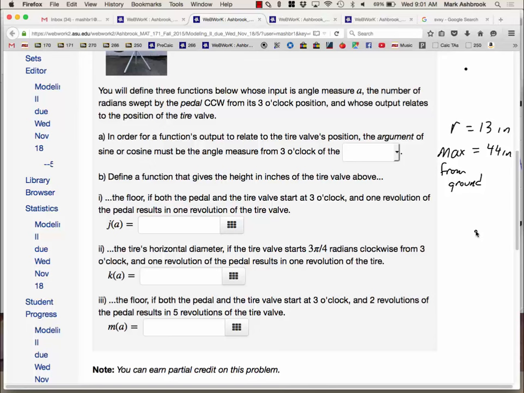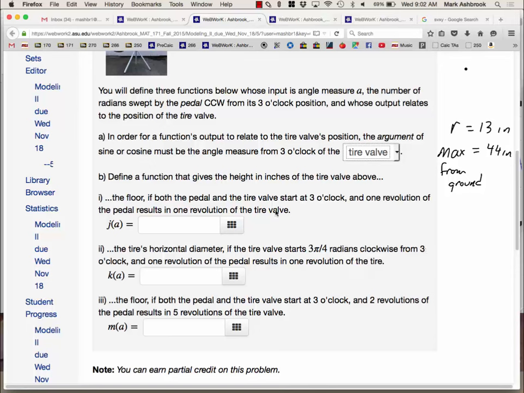Okay, so in order for the function's output to relate to the tire valve position, the argument of sine or cosine must be the angle measured from 3 o'clock. So whatever angle you put into sine or cosine, it's going to give you a distance related to that thing, okay? So if you want the vertical position or vertical distance of the tire valve, you need to put the angle for the tire valve into sine. And that's what we're talking about, the argument, right?